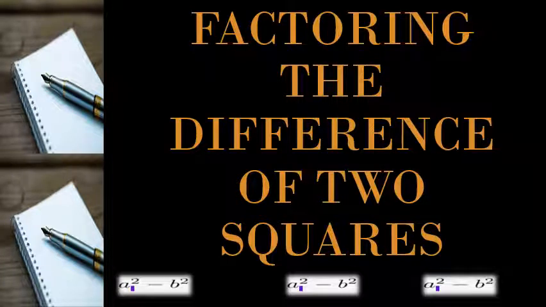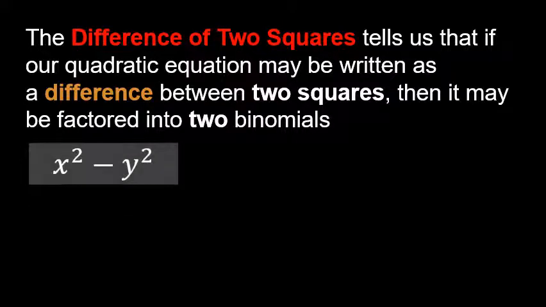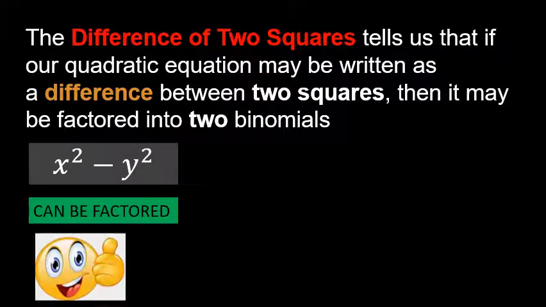Factoring the difference of two squares. The difference of two squares tells us that if our quadratic equation may be written as a difference between two squares, then it may be factored into two binomials. So this is the pattern: x raised to 2 minus y raised to 2 can be factored.